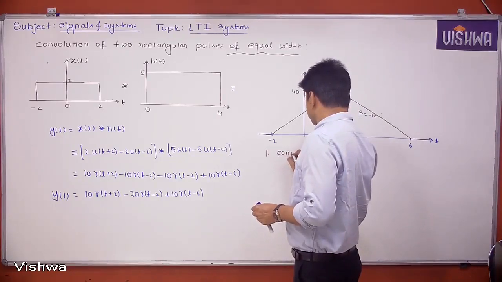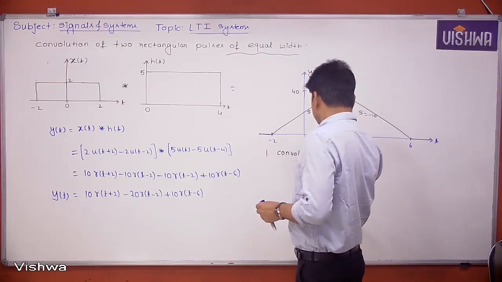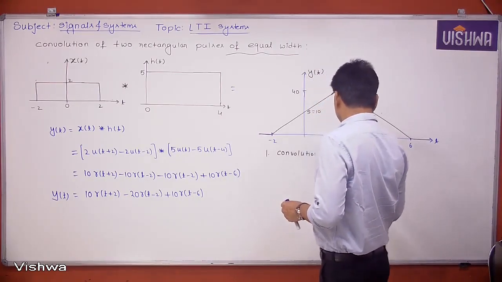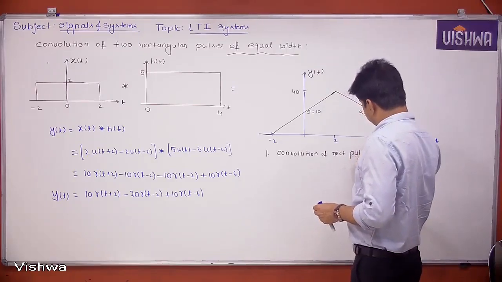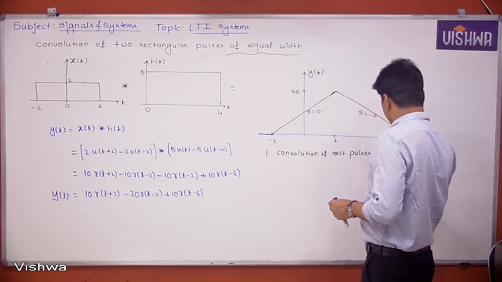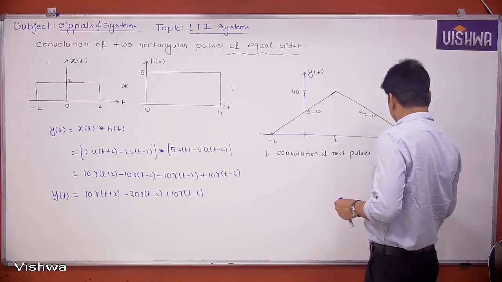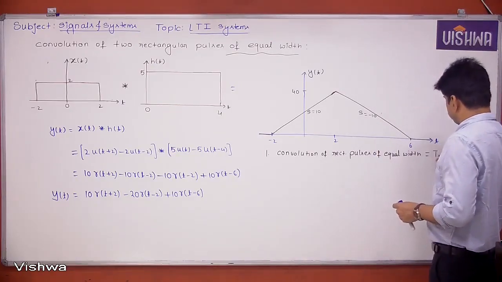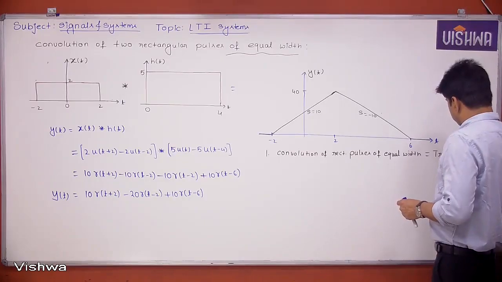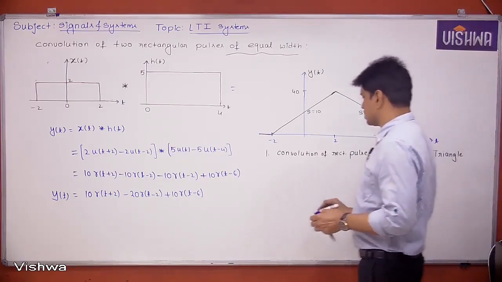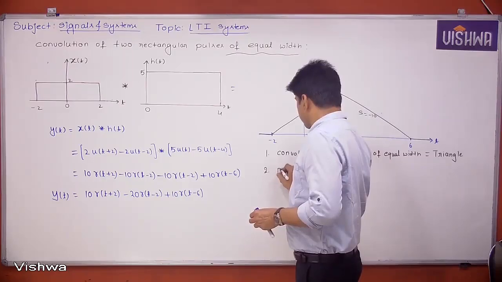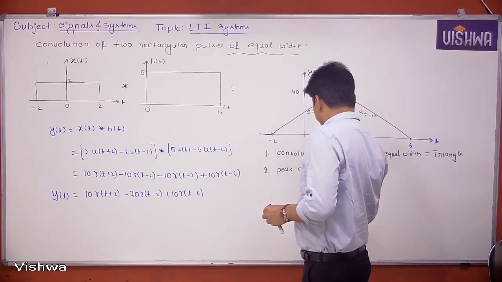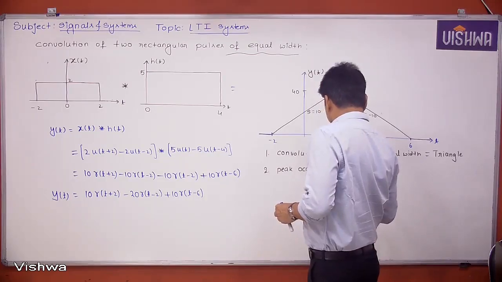Convolution of rectangular pulses of equal width results in a triangle. Next, second point, the peak occurs at the midpoint.